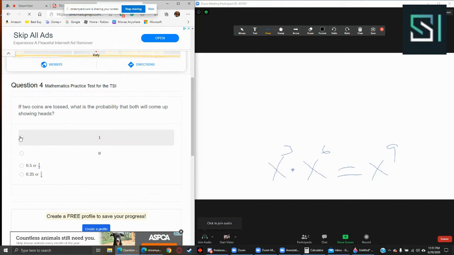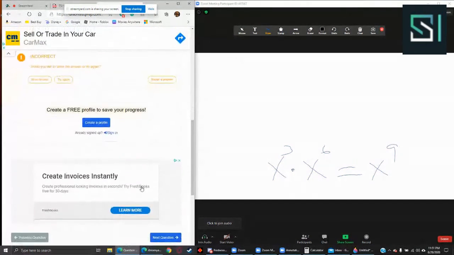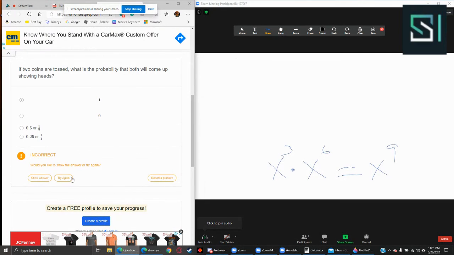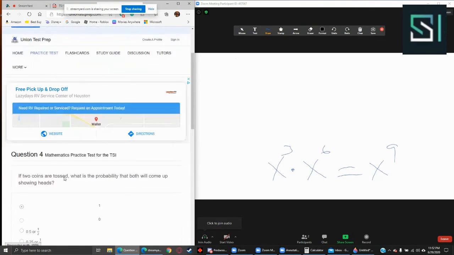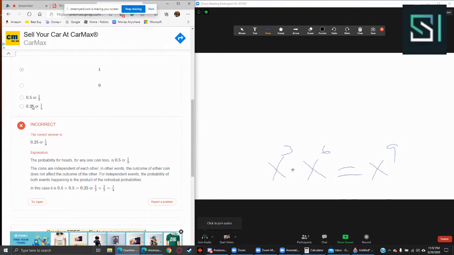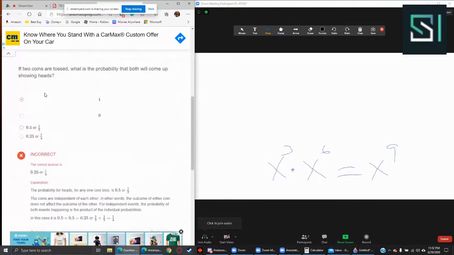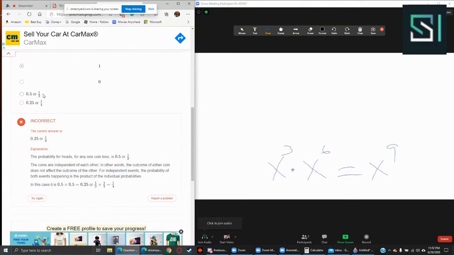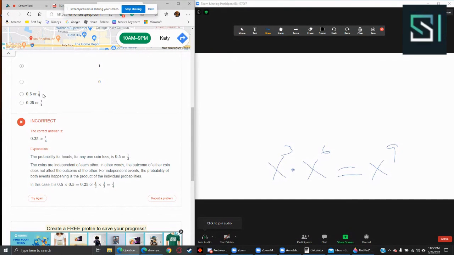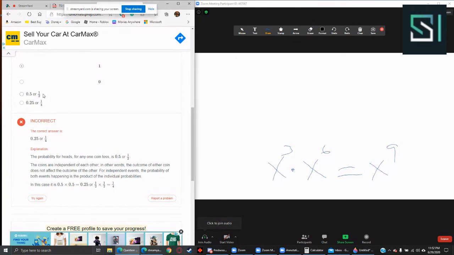1. Oh no. Why would you choose one? You had other choices over there. Show me the answer. 25. Oh wait, is it 0.5 times 0.5? So it's half, right? I thought 0.5 plus 0.5. No, it will be half of a half. You're multiplying it, right? Okay.